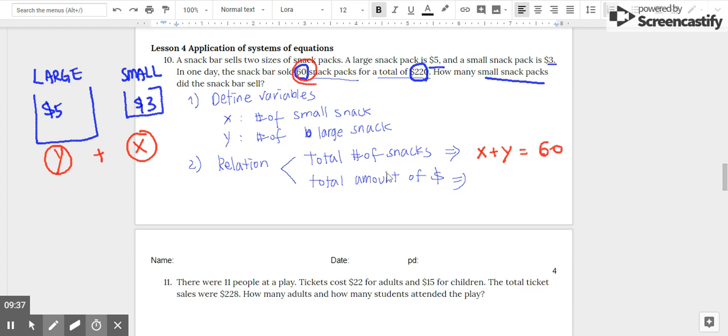And the total amount of money, when you sell y number of the large snack, each of the large snacks is $5. So it's going to be 5y, the total amount of money, and for the small snack, the amount of money is going to be 3x. So you can say 3x plus 5y is equal to how much? $220. So I need you to solve the system.